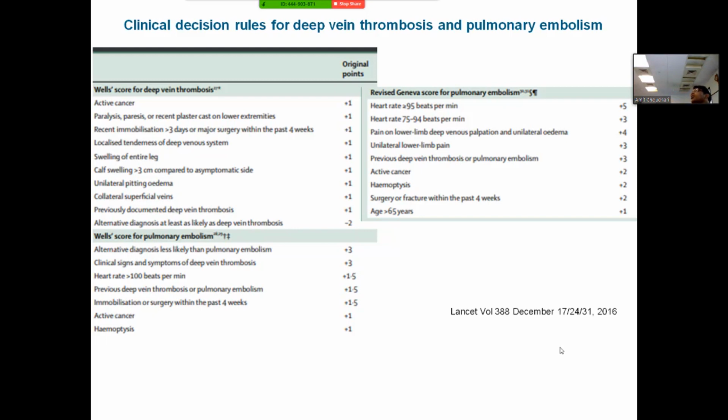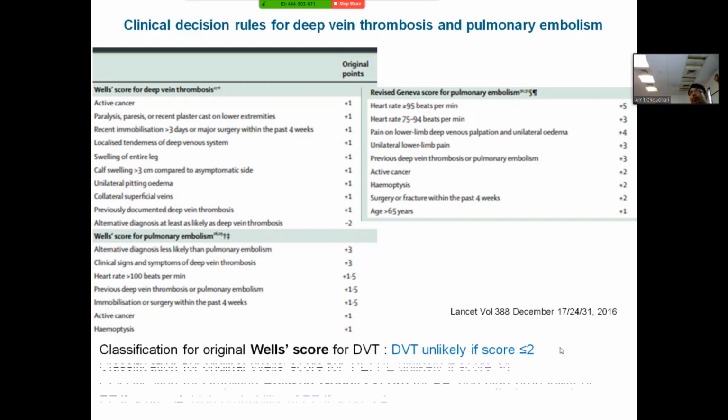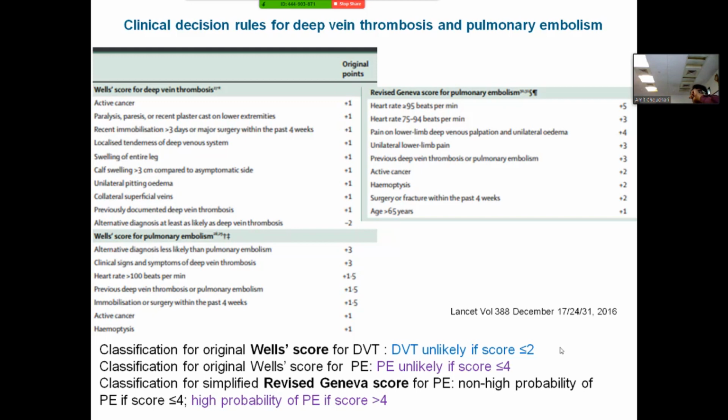If there is an alternative diagnosis, everything will go into the negative, so you are not dealing with the DVT. But among all those things, if it is there, then you put up these points and see where the score is lying. So DVT is unlikely if the score is less than 2. Even if the patient has an active history of cancer and swelling of the leg and there are no other findings, then there might be a possibility that you are not having the DVT.